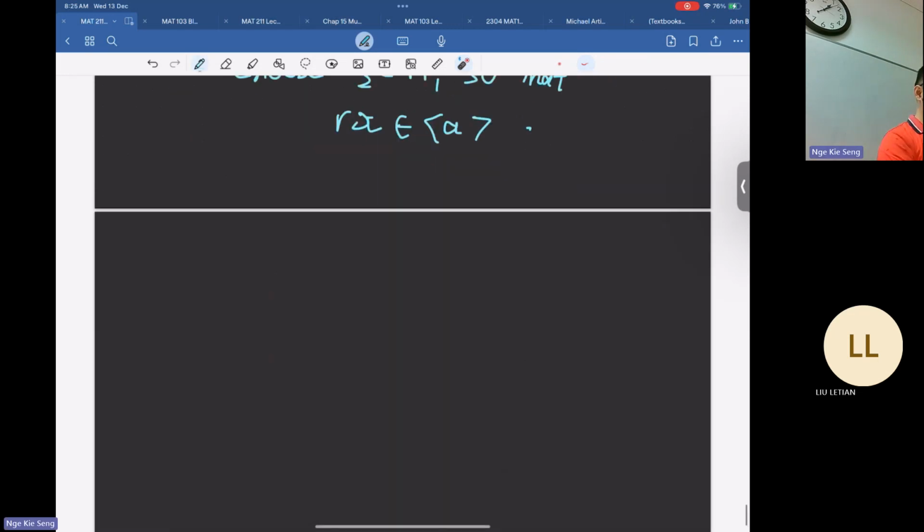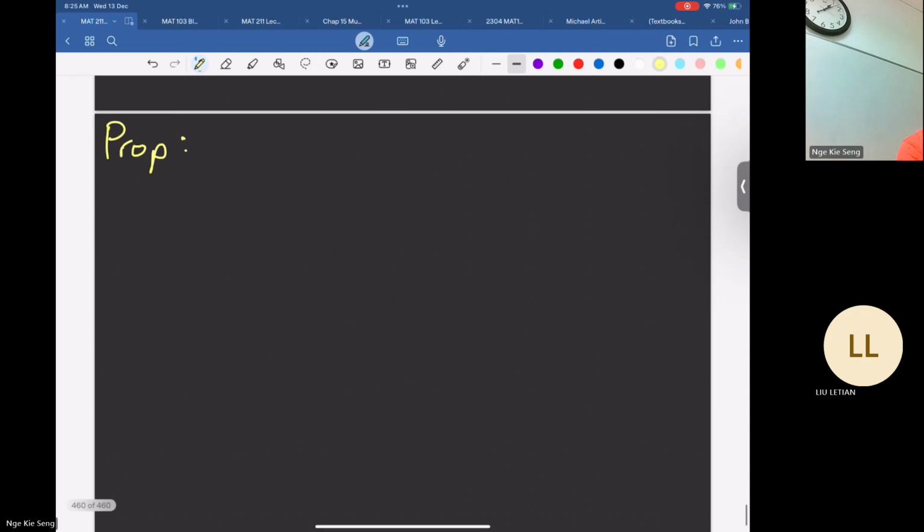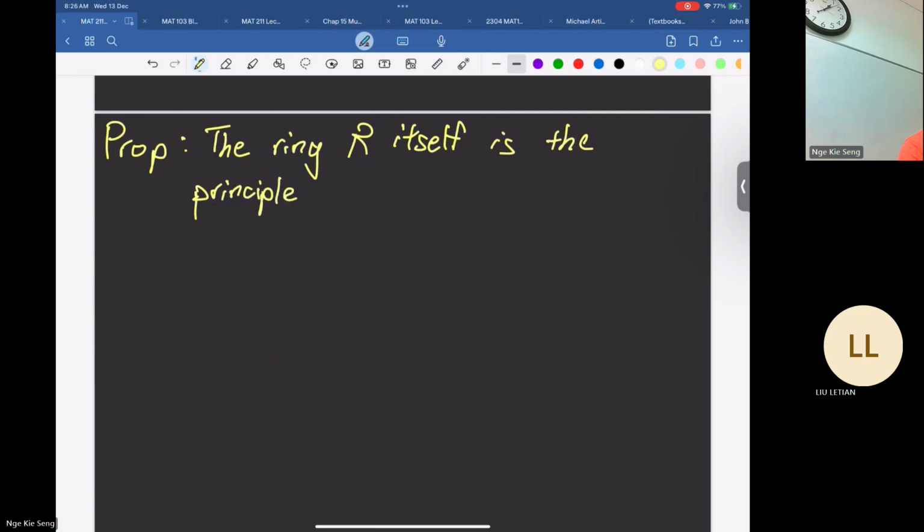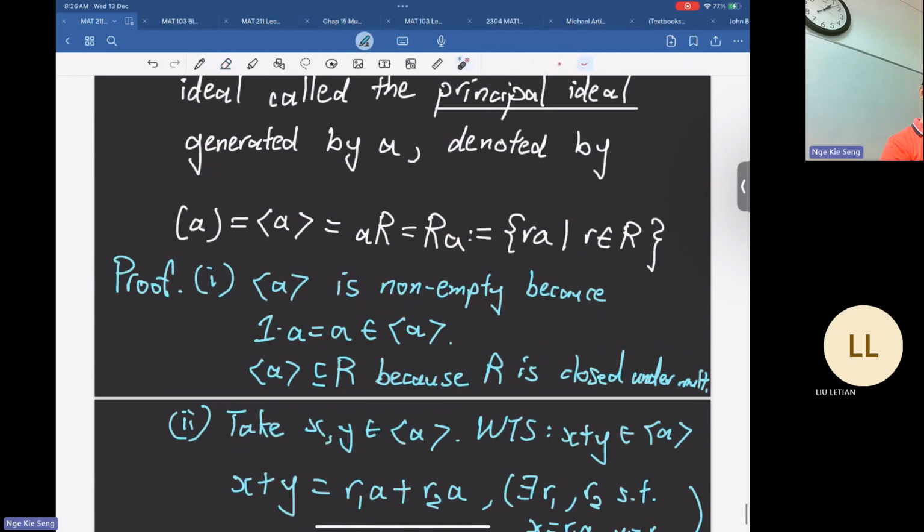Okay, let's continue. There's a proposition here. Actually, we can realize a ring as a principal ideal. So which principal ideal do you think generates the whole ring using one element? You just use one, because r times one gives you back your r. So you just use one to generate everything. Go back to here and put a one here.